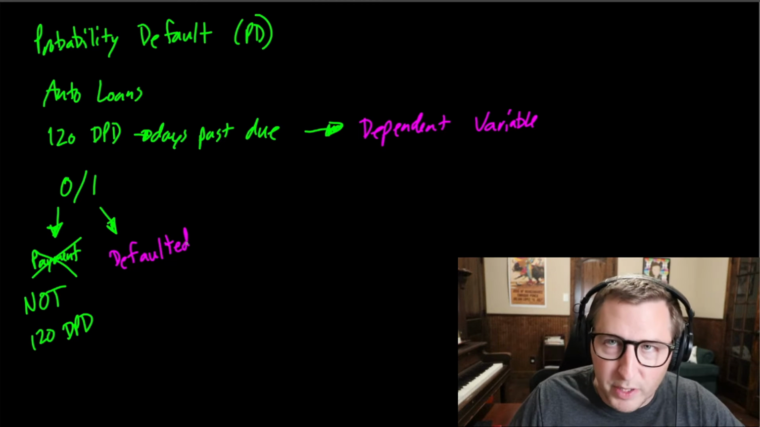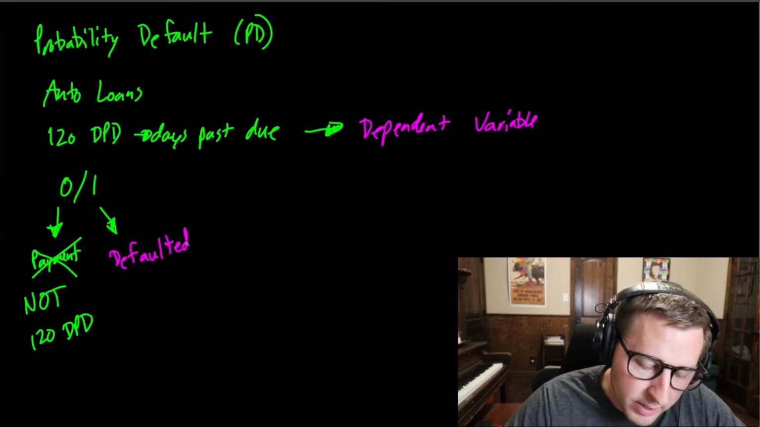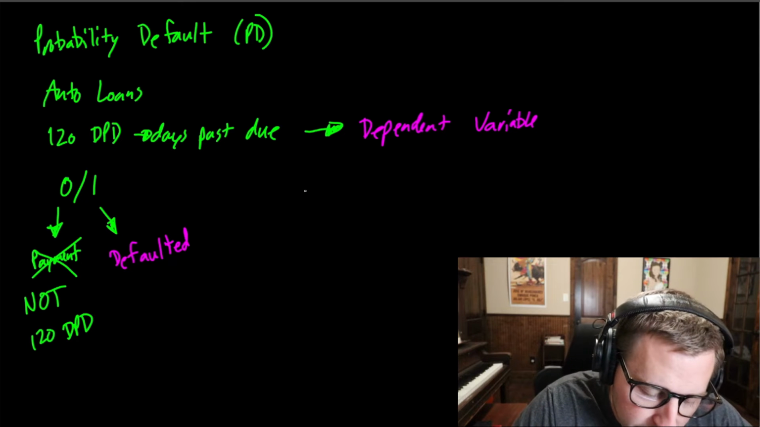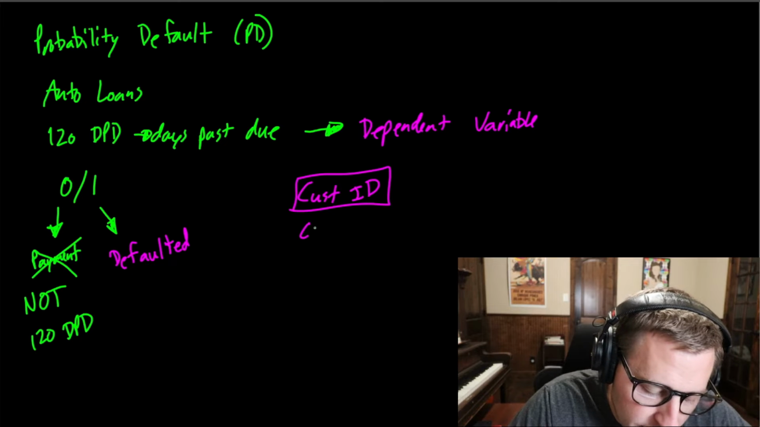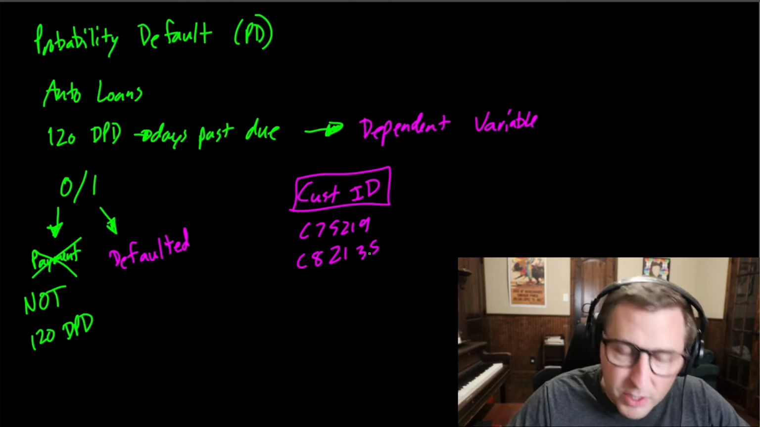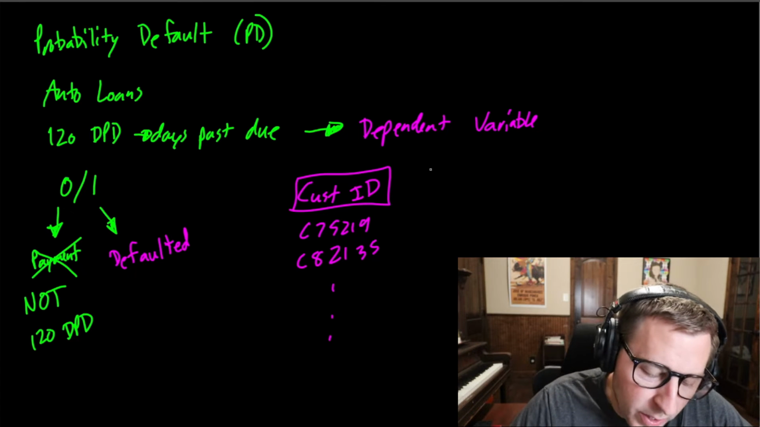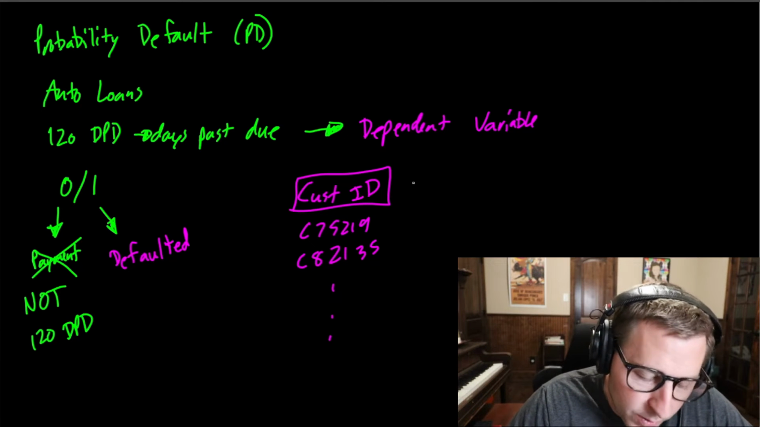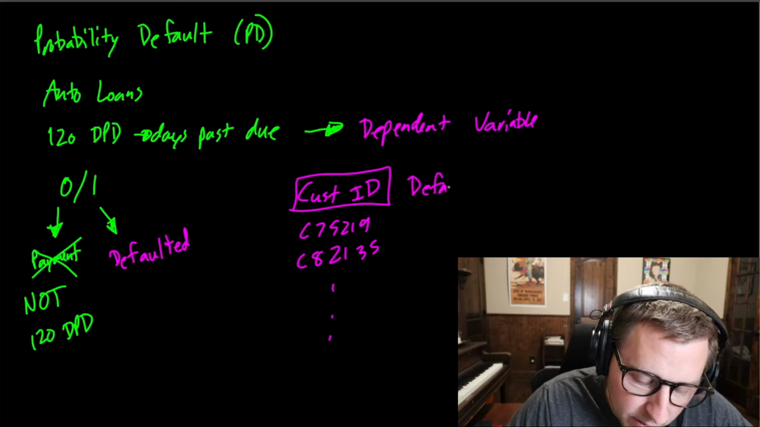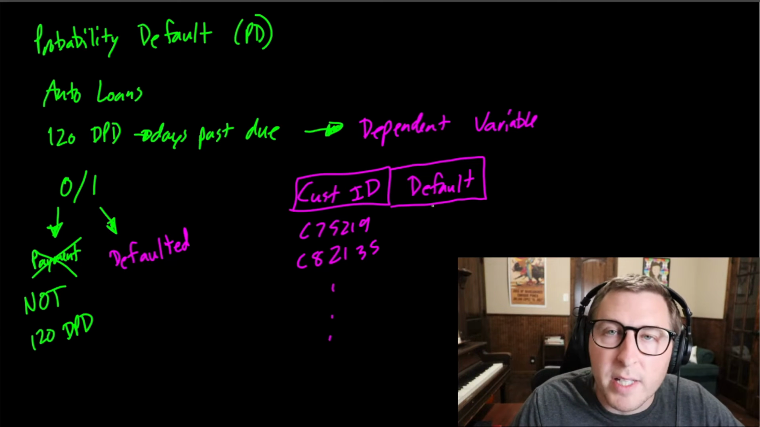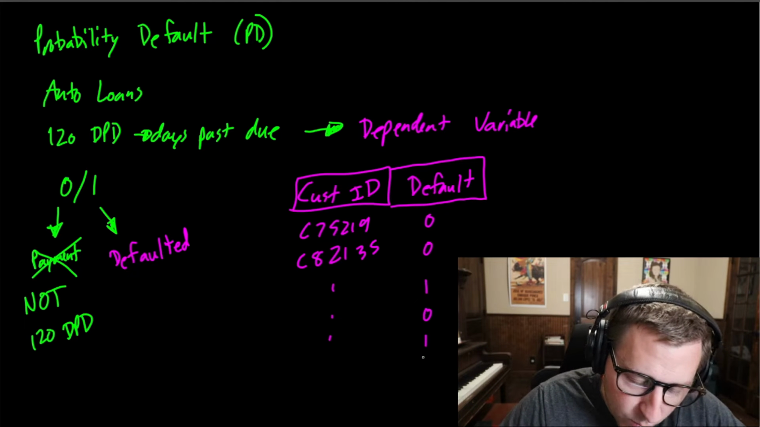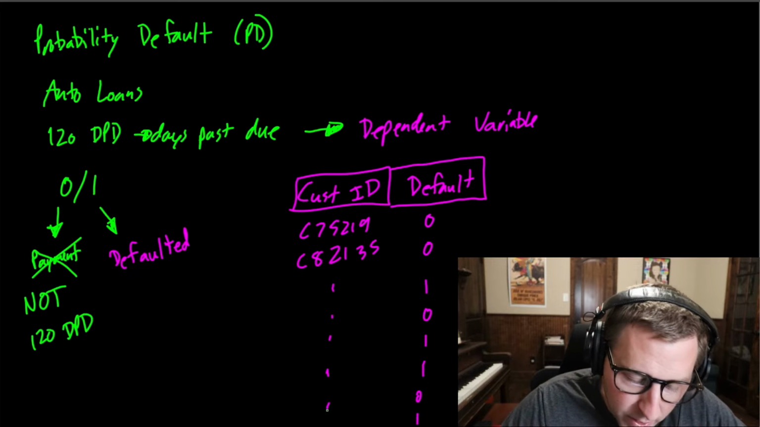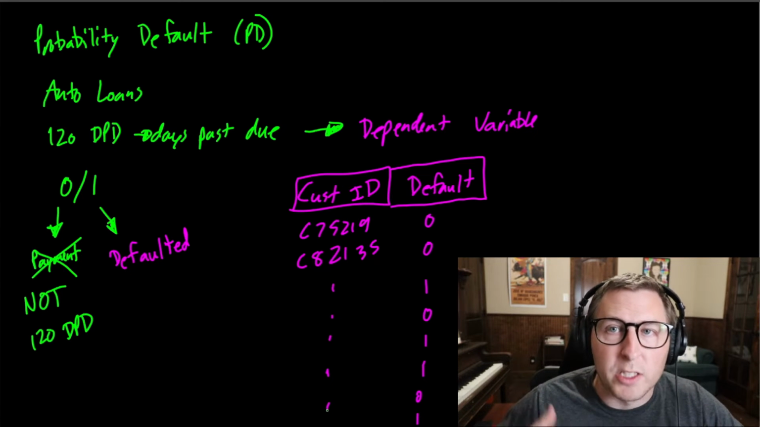So this gives us a probability, right? They're 0 or 1. We go through our data and look at all of our customers. Let's say you have a customer ID, C75219, C82135, a bunch of these customer IDs going down. We're going to create a variable called default, and go through and look at how many days past due this customer was over the life of the loan. It might be 0, 0, 1, 0, 1, 1, 0, 1, all the way down. This is the dependent variable that we're actually modeling.